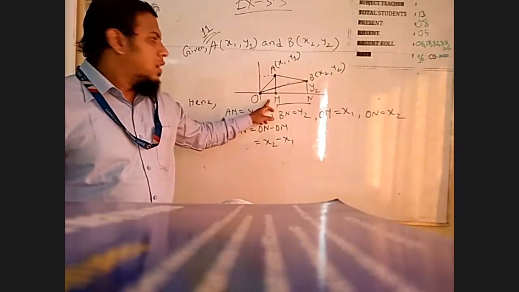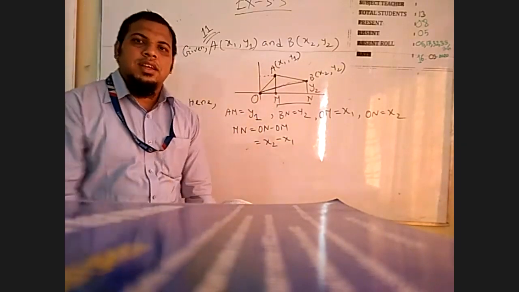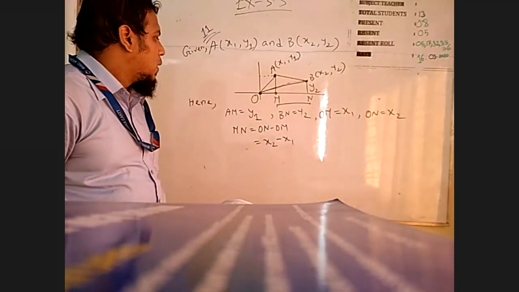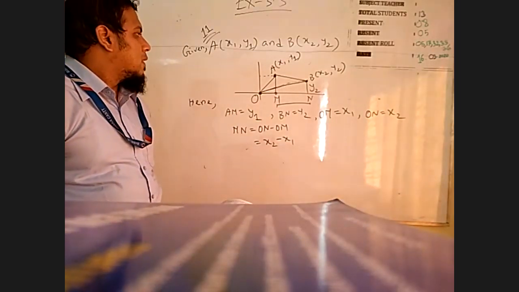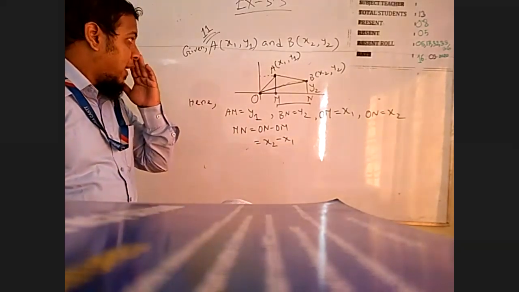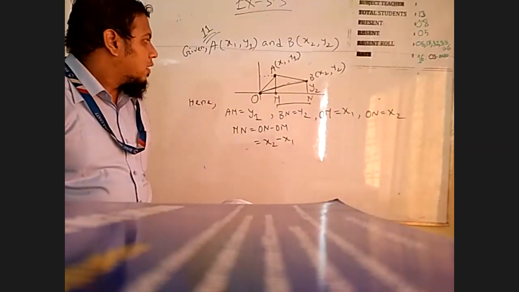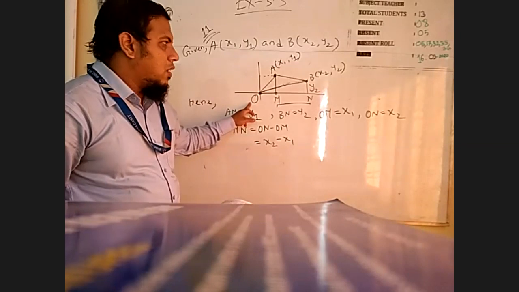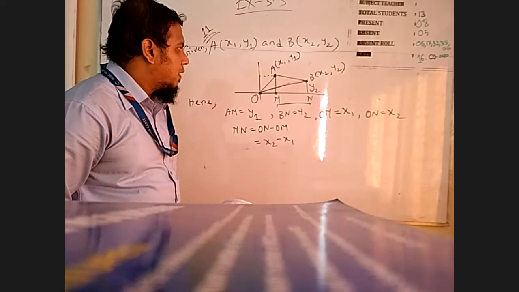Anyway, here, how many triangles are there in this figure? Can anyone say, by just looking? Five. 5 triangles. Can you mention the names of the triangles? Triangle OAM. Triangle OBN. Triangle OAB.